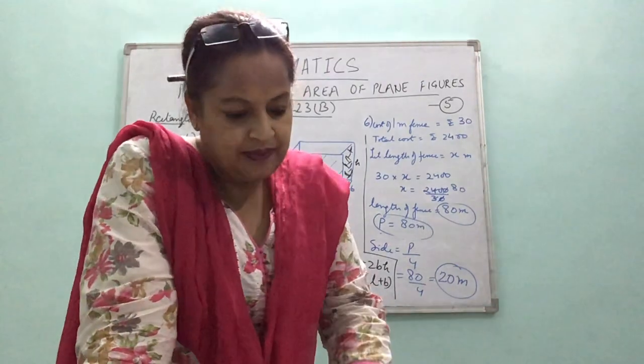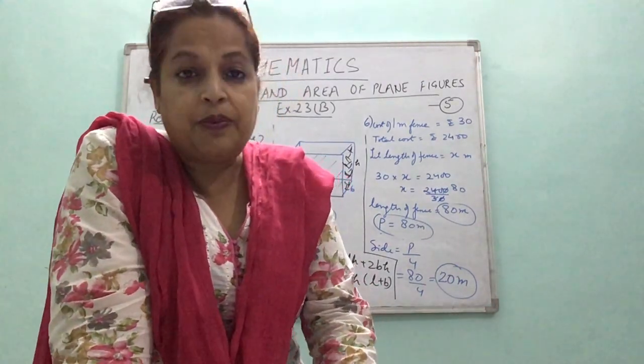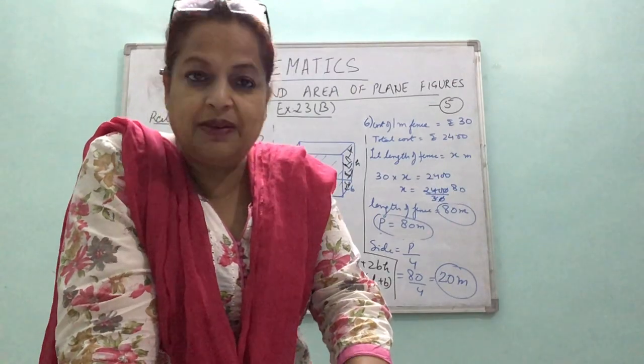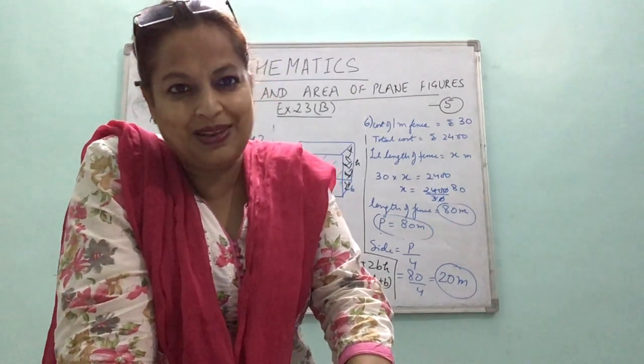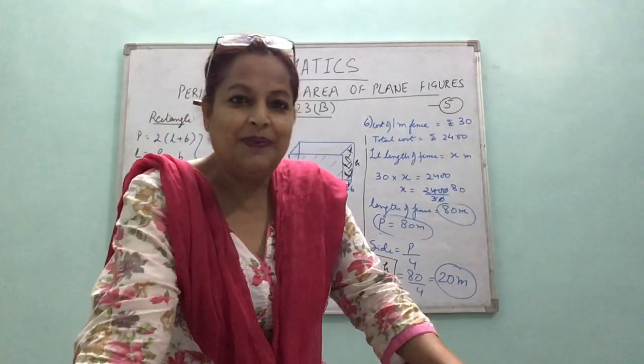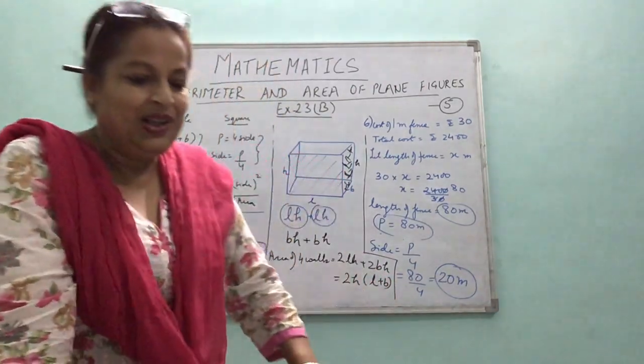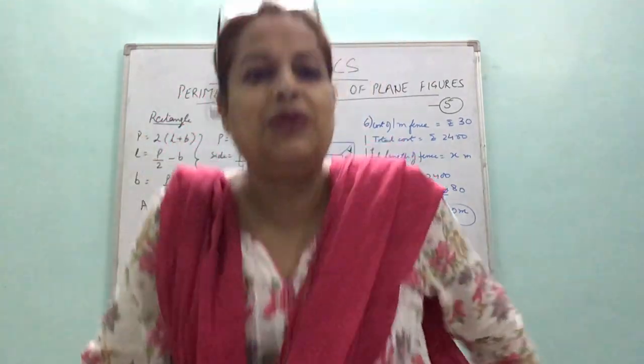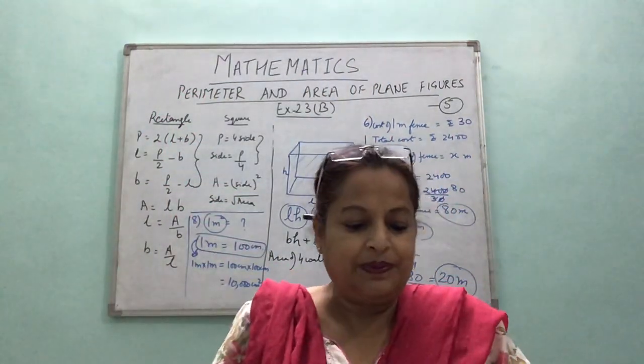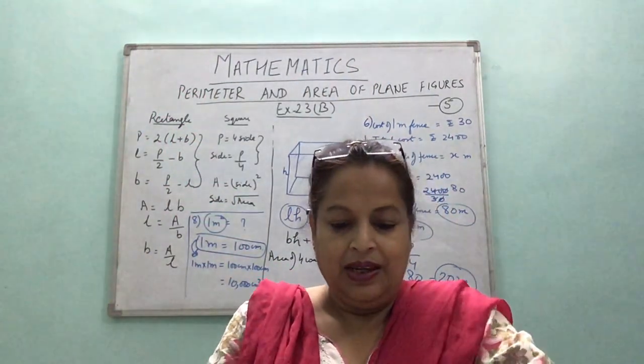Let's see what is it. Oh yeah, it's option C. 2 times height and in brackets is length plus breadth. So option C is the correct option. Right children? So this exercise, this much portion is clear to you all? Alright. Now further.